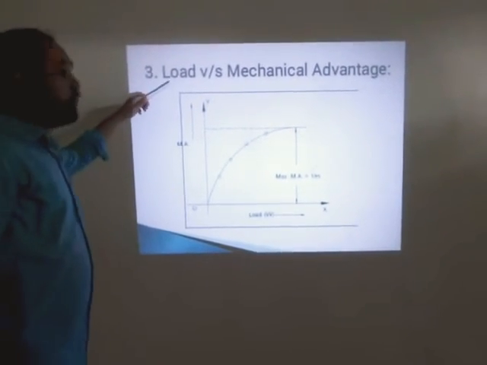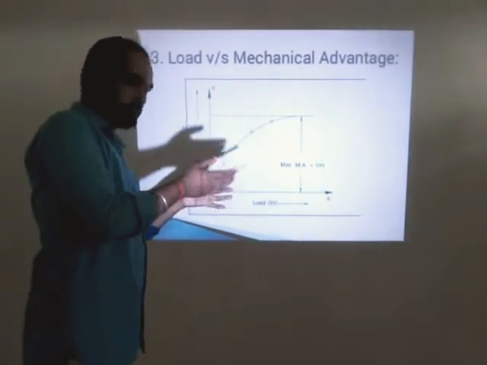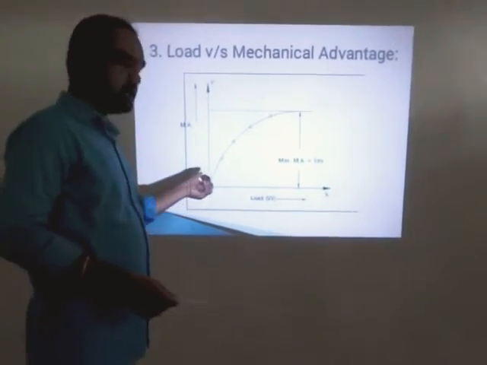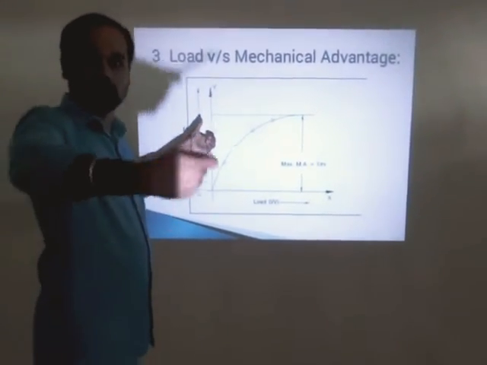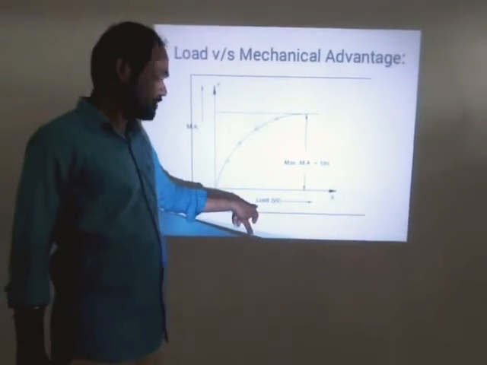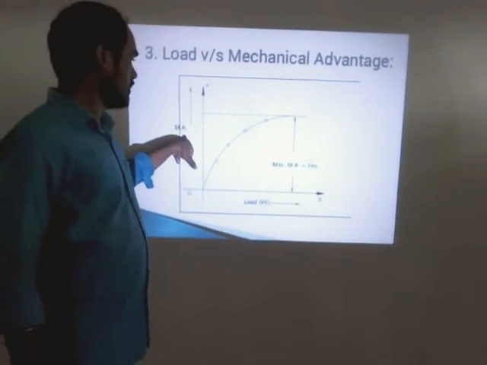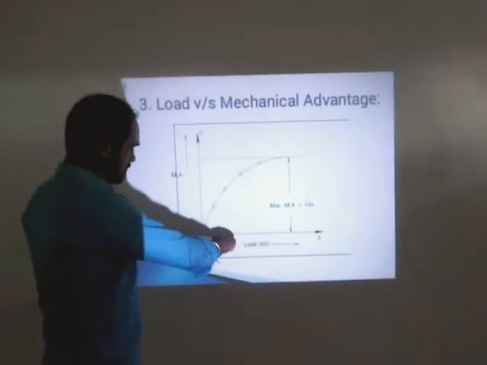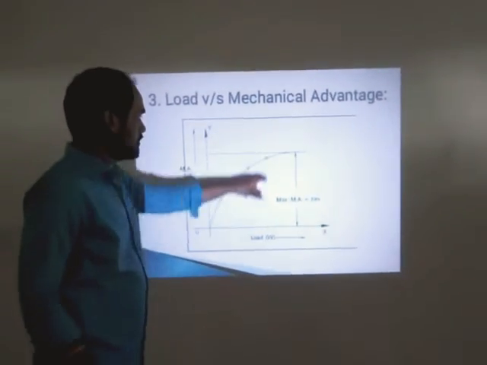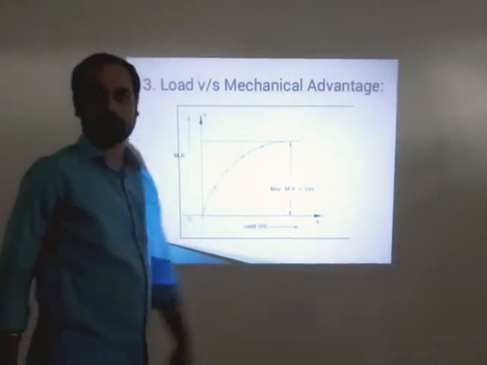Third is load versus mechanical advantage. Here, load is constant, only on the y-axis the curve is variable. That is, on the x-axis load, on the y-axis mechanical advantage, and the graph becomes like this. It is a maximum mechanical advantage and it is 1/m.